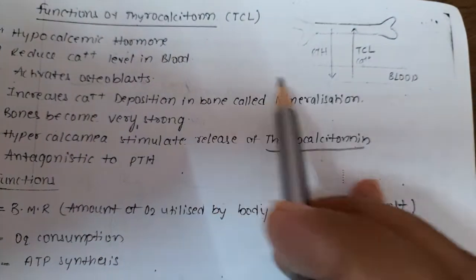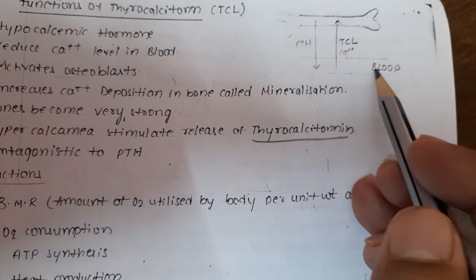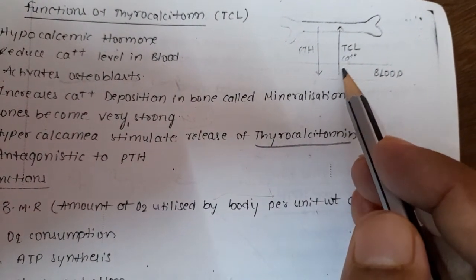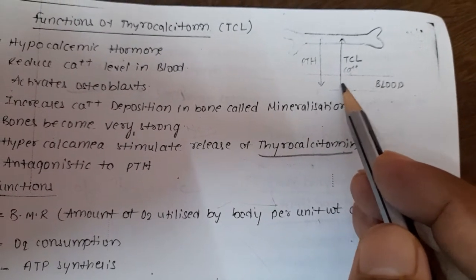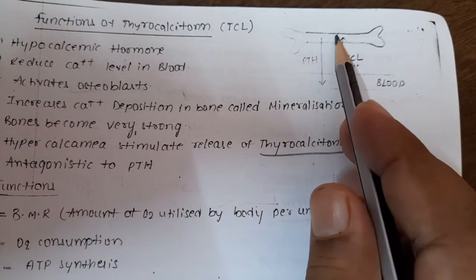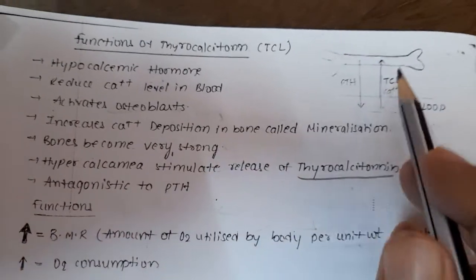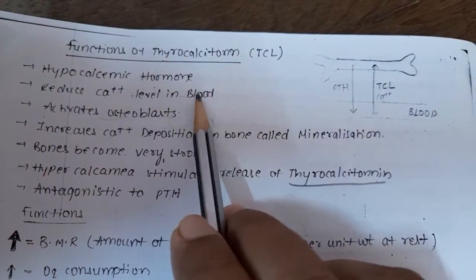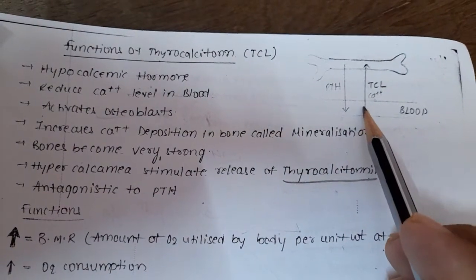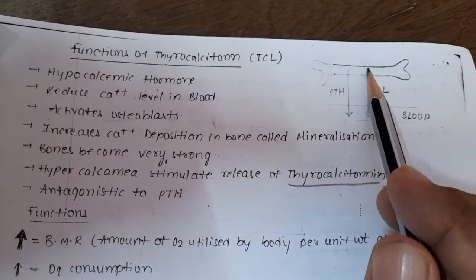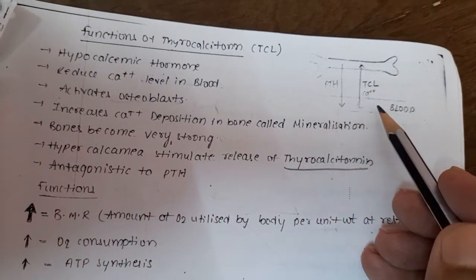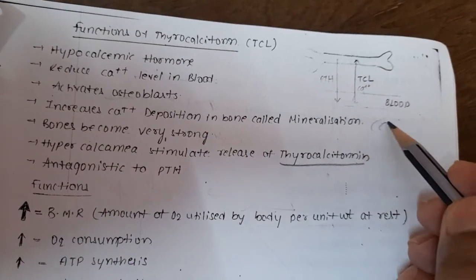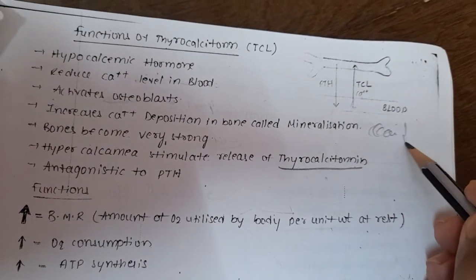How can it reduce calcium? Now you can observe here, it is the thyrocalcitonin hormone. It is carrying calcium from the blood, reducing calcium levels in the blood, and depositing the calcium in the bone. That's why calcium level in the blood is reduced, because it is carrying calcium from the blood to the bone. It is reducing calcium levels in our blood.